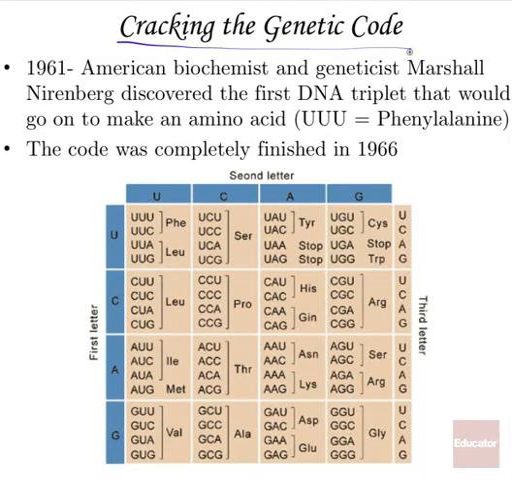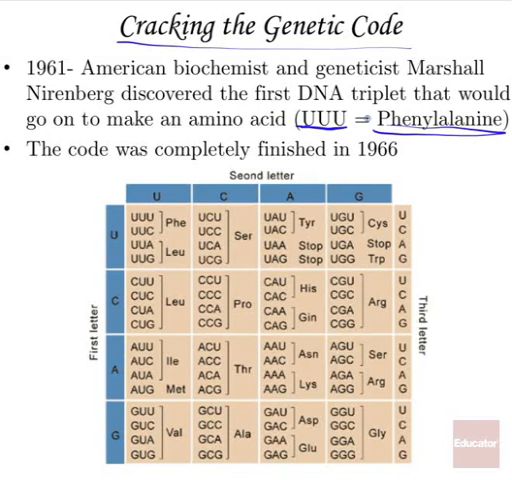Now, in 1961, we have an American biochemist and geneticist named Marshall Nirenberg. He discovered the first triplet that would go on to make an amino acid. And he did this by taking RNA that was made up of only U's. Okay? And he fed this through the ribosome, in a cell extract, and only phenylalanine amino acids were made. So he found out that the first triplet codon ever distinguished was UUU, which coded for phenylalanine.